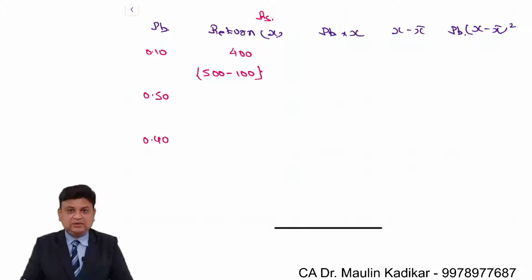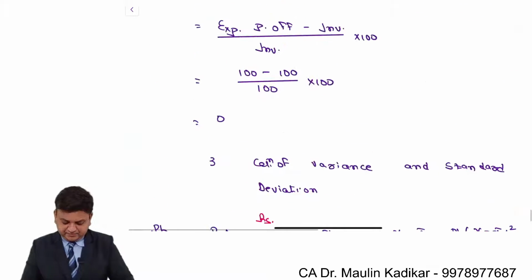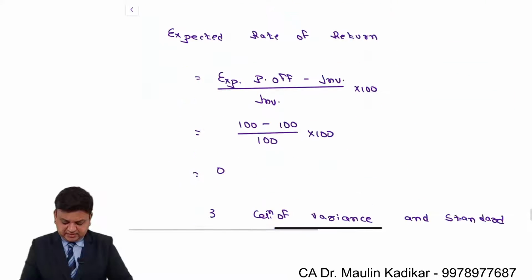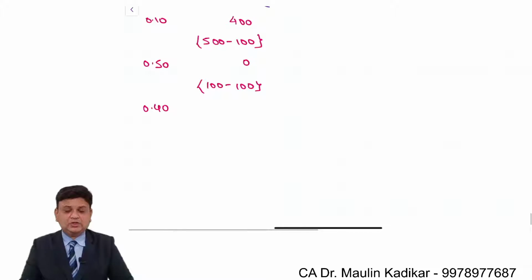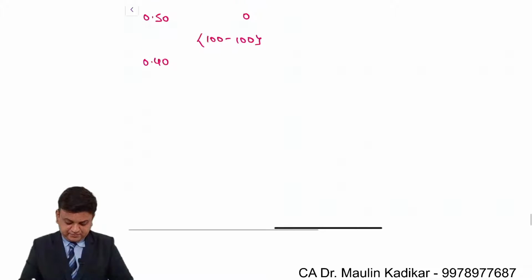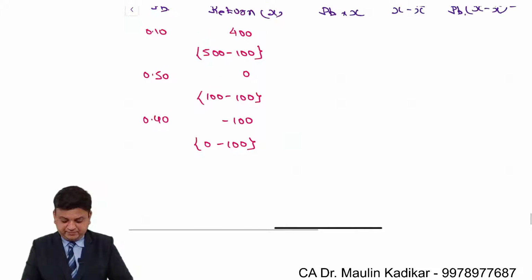That is in rupees term. If you want to convert that into percentage term, it will be divided by 100 into 100. So it will become 400 percent. That is the way you can compute the return in either rupees term or percentage term. In the second case, you get 100, so getting 100 on investment of 100, the return is 0. In the third case, it is 0 minus 100, so it is negative 100.